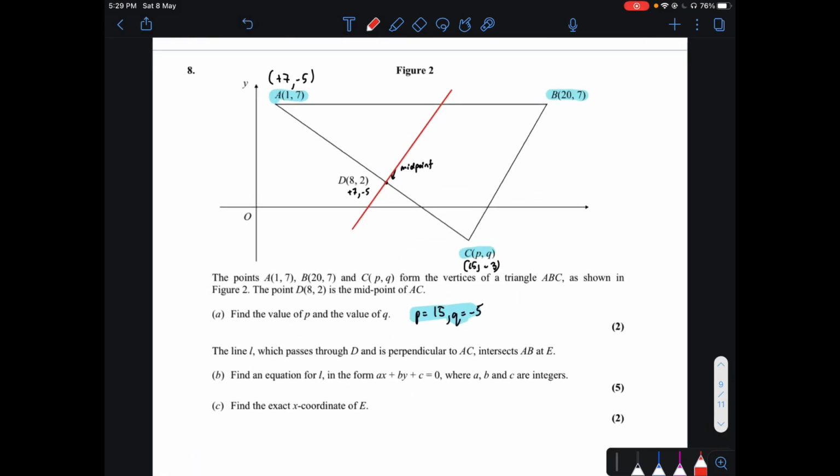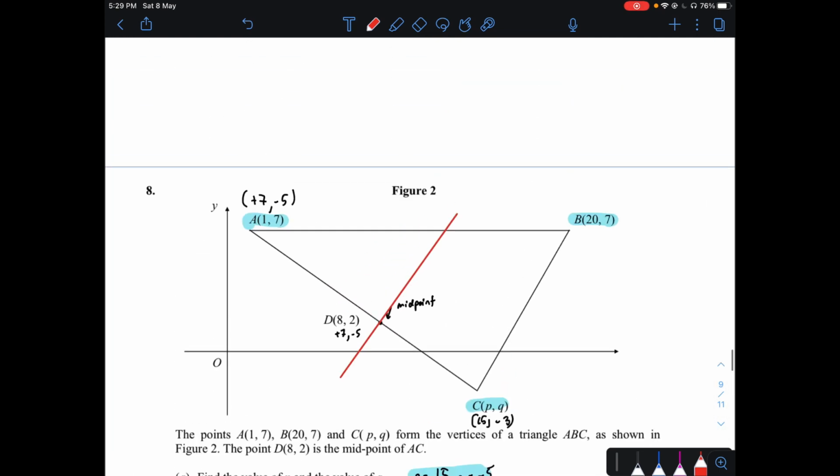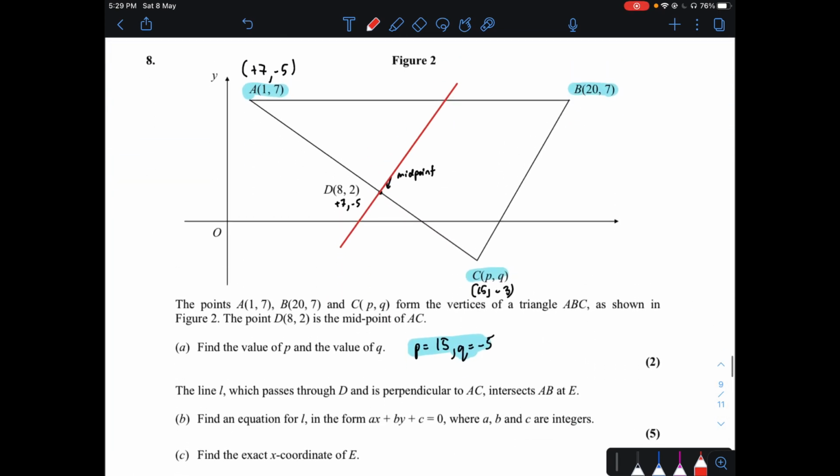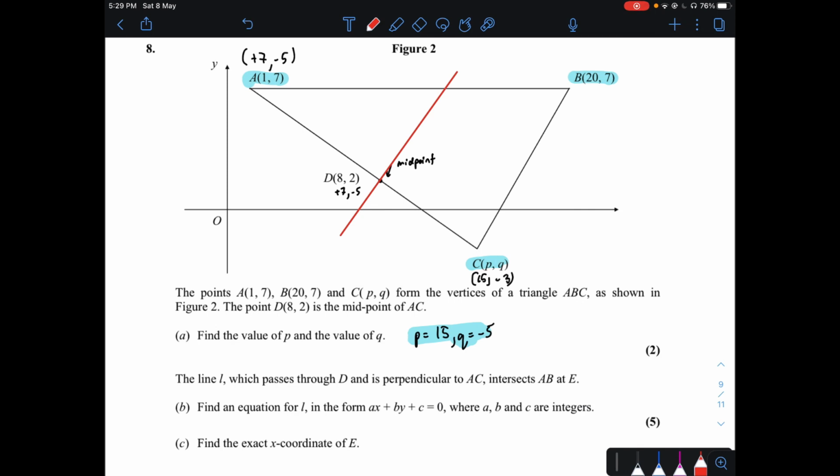Okay, so we're back here. The line L is perpendicular to AC, so it's perpendicular in this way. You can see that it's 90 degrees. So just visualize it: this is 90 degrees here and 90 degrees here. So this is perpendicular to AC, and it intersects the line AB at this point here. We're going to call this point E. So we have to find that point.